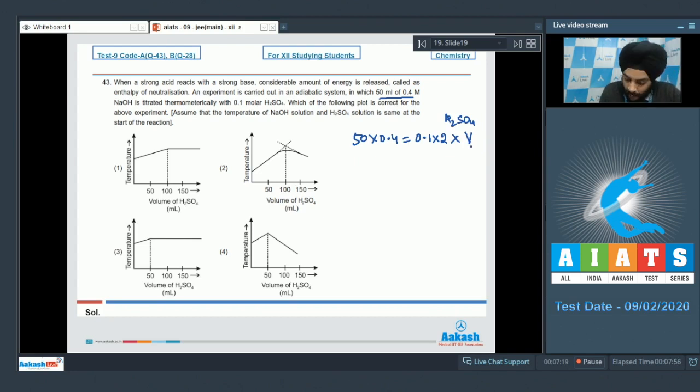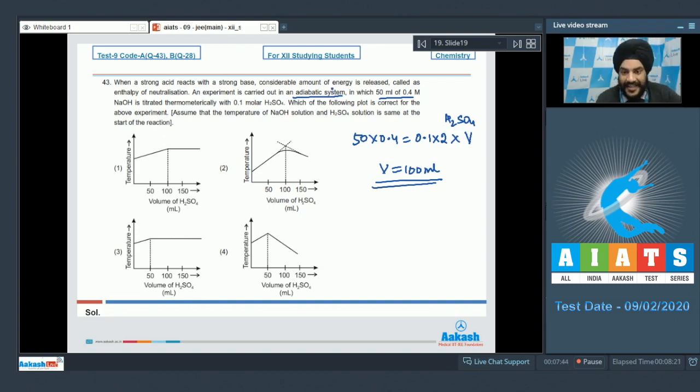Okay. So the value of V, students, is going to be equal to 100. So the neutralization point will be when 100 ml of H2SO4 is added. Okay. So the neutralization point is 100 ml. Now if you talk about the temperature, students, since the reaction is carried out in an adiabatic system, the heat will not be lost.